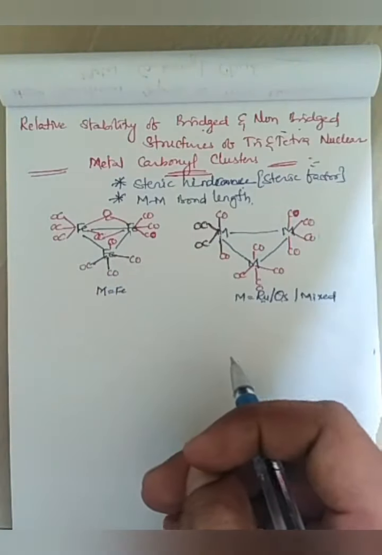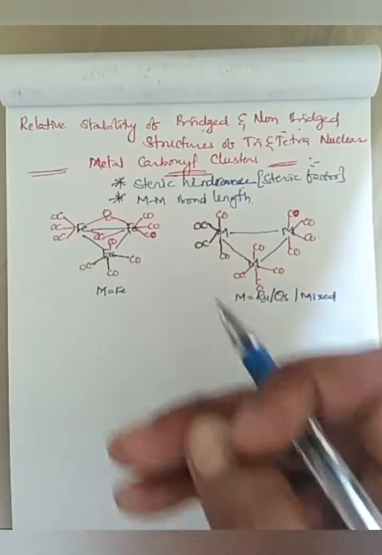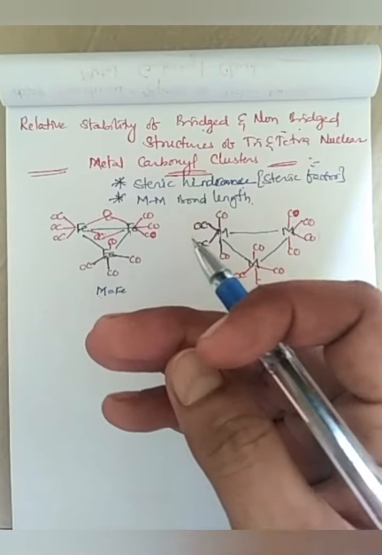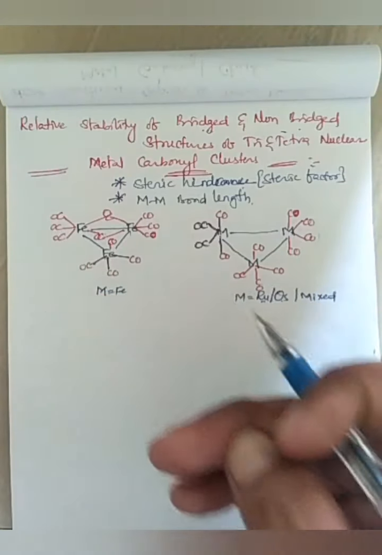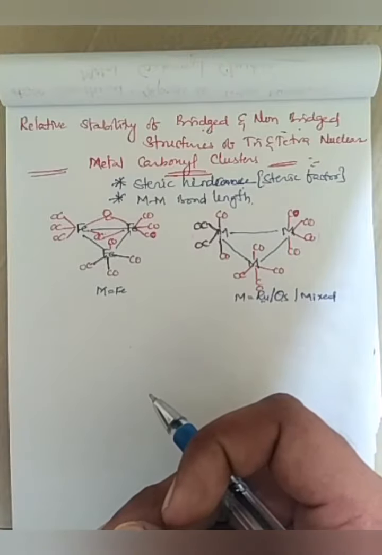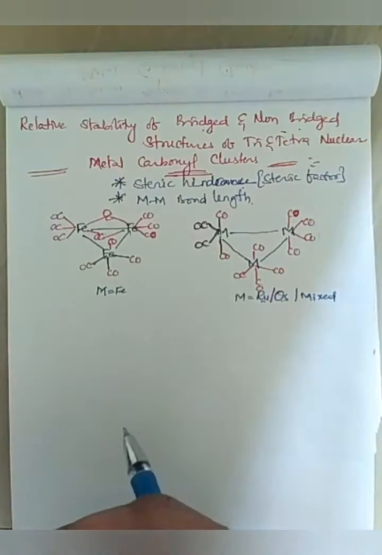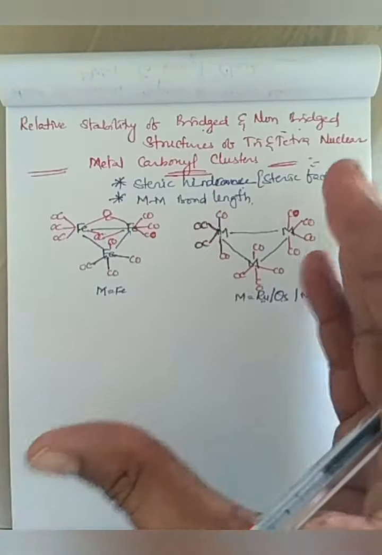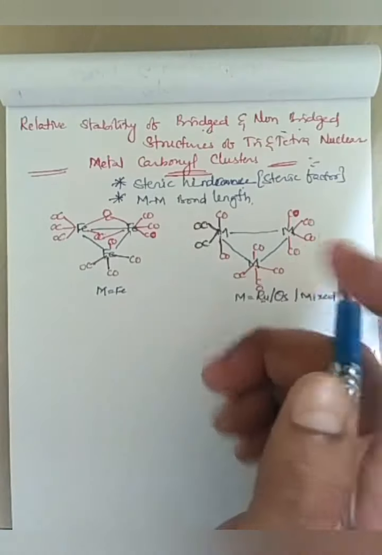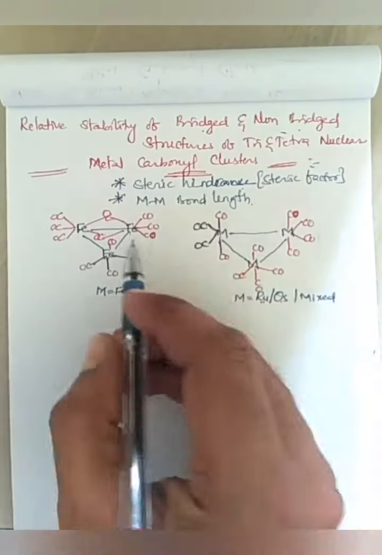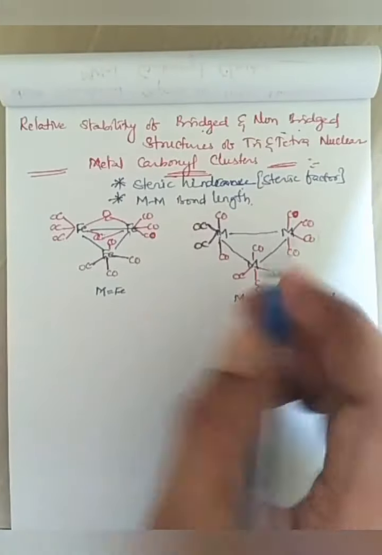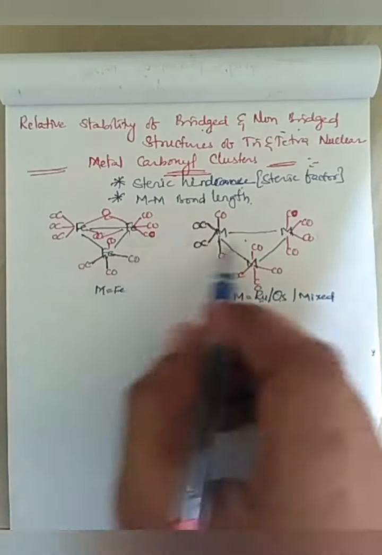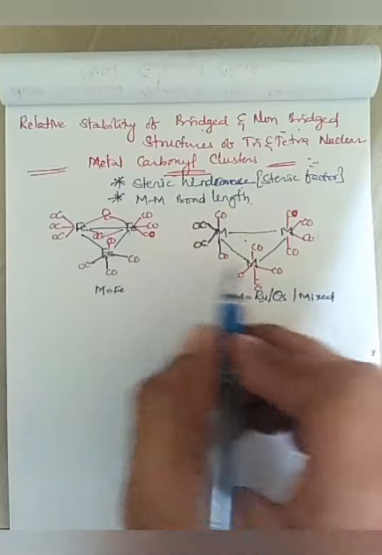As the period is increasing, 3d to 4d, 4d to 5d. From iron to osmium, iron is a 3d metal, ruthenium is a 4d metal, and osmium is a 5d metal, right? So group-wise, from top to bottom, the size increases, right? So when the size of the metal atom is increasing, from the iron structure to the non-iron structure, the only difference we can see here is the metal atom, right?